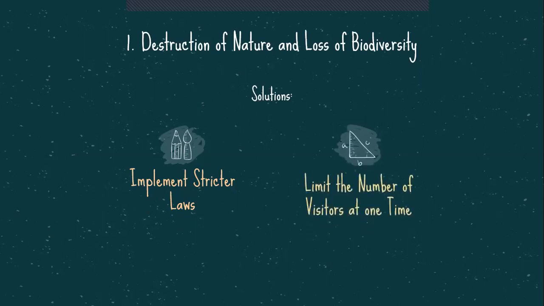Next off, the government should also limit the number of visitors at one time to make sure that the area is not overwhelmed with constant newcomers. This will also prevent the exhaustion of resources from happening.